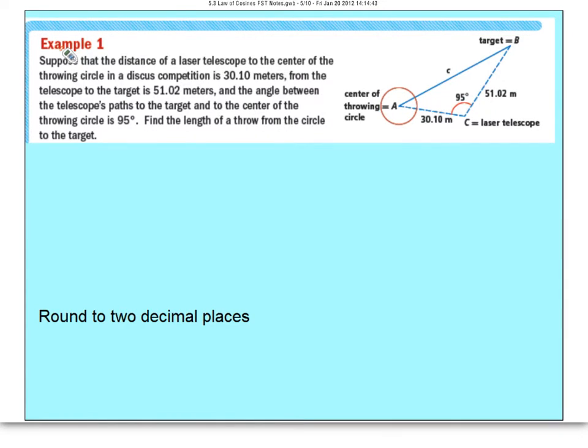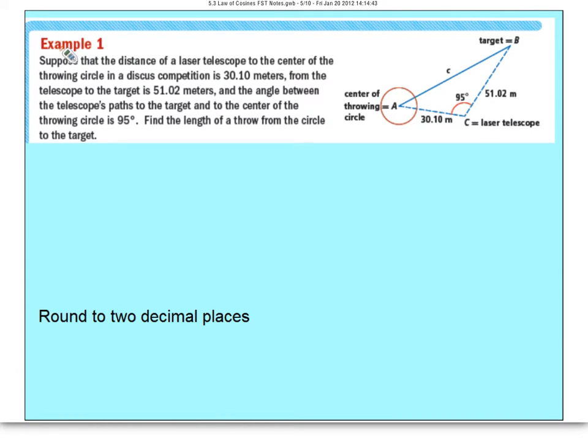Let's look at a second example, finding a side length. It says here, suppose that a distance of a laser scope to the center of a throwing circle in a discus competition is 30.10 meters. Then from the telescope to the target is 50.02 meters, and the angle between the telescope's path to the target and to the center of the throwing circle is 95 degrees.